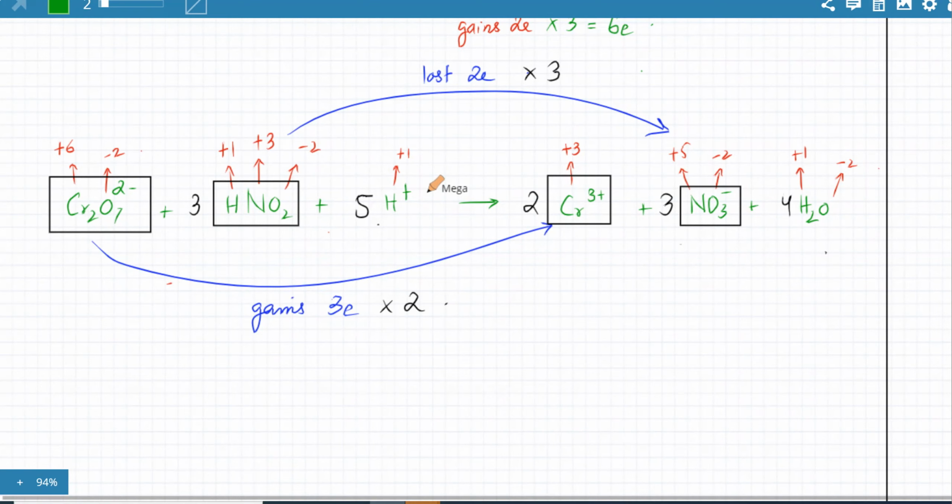So let's try and do a similar question. Let me just copy one more question. One second. So the question is: IO4 minus 1 is reacting with BH3, and they're reacting to produce I minus 1 plus B4 and plus H2O molecules.